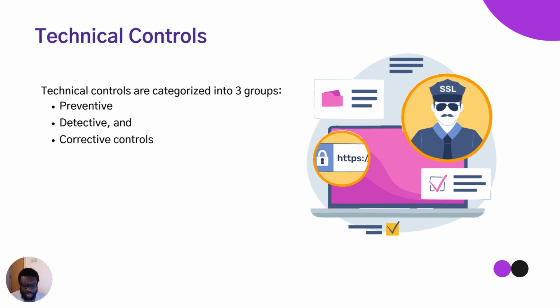So preventive controls would be something like your intrusion prevention system. It wouldn't just detect something, it would actually take action to prevent something from happening. We also have things like our antivirus software to prevent a virus from executing on the system. We have detective controls that are purely for detection and alerting purposes. So you would want to be alerted if something is going on so you can go and investigate.